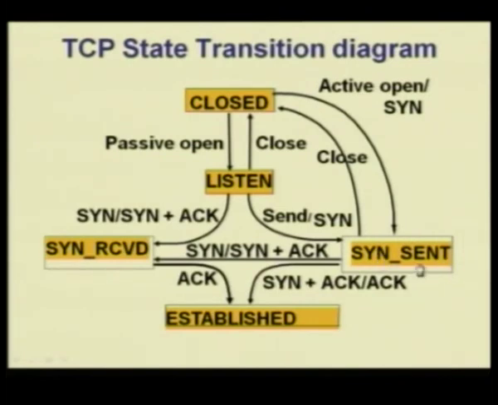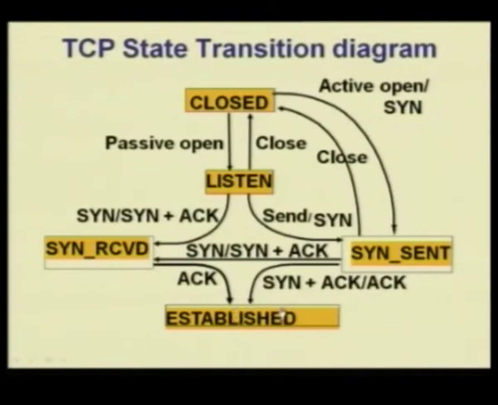In the SYN sent state, what is it I have done? I have sent a SYN, I am waiting for a SYN plus ACK to come. Ideally I should get a SYN plus ACK. When will I get a SYN plus ACK? If it is sent by the server. The server, which is listening, on receiving a SYN packet from the client, will send out a SYN plus ACK and go into a state called the SYN received state. Now when the server has sent a SYN plus ACK, the client, which is waiting in the SYN sent state, on receiving a SYN plus ACK, sends out an ACK and moves into the established state. When this ACK is sent, the server, which is waiting in the SYN received state, receives this ACK, and on receiving this ACK will move to the established state.